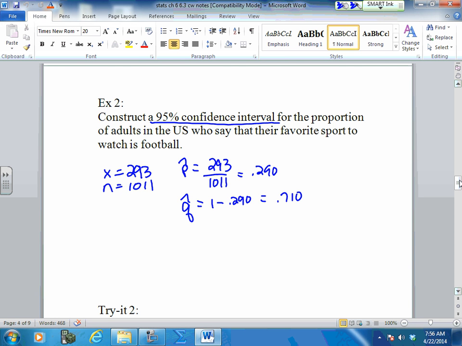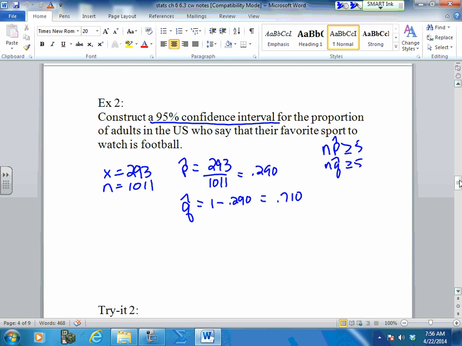Now, before we go on, we're going to have to test to see if N times P is greater than or equal to 5, and N times Q is greater than or equal to 5. Now, they did it in the book, so if you just look in the book, they took your 0.29, they took your 0.71, and they multiplied it by 1,011. You can really see when your numbers are high, it is definitely going to clear that test. So, look at the smaller one, and yes, it did clear.